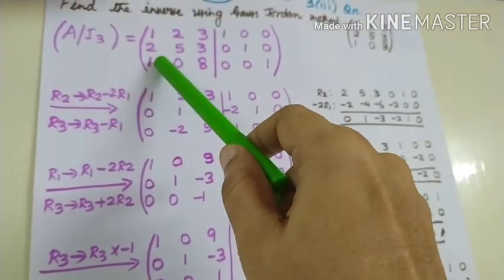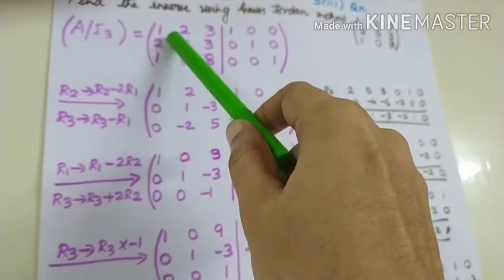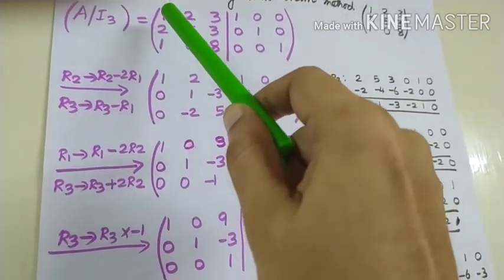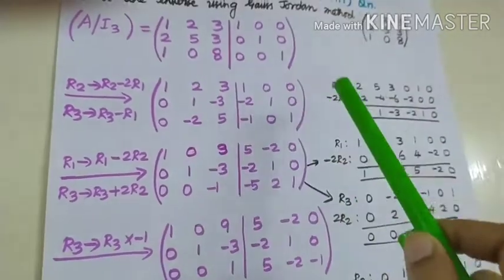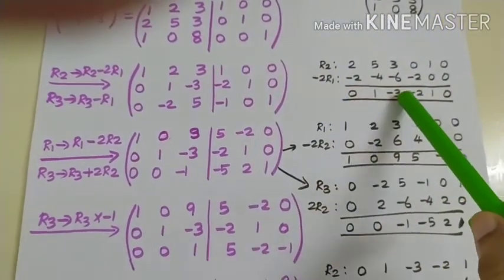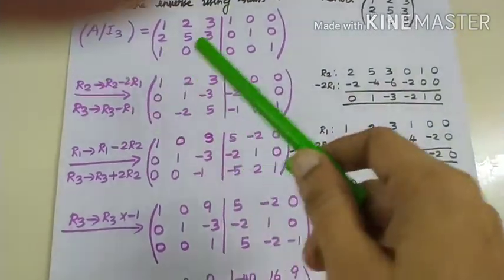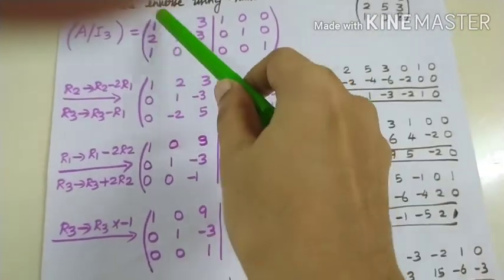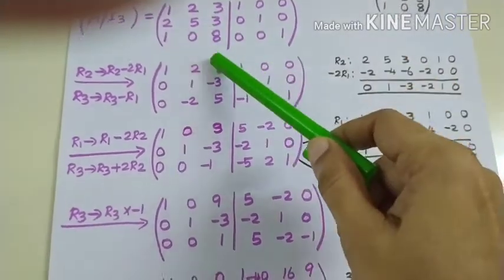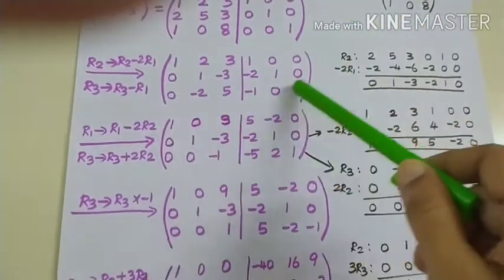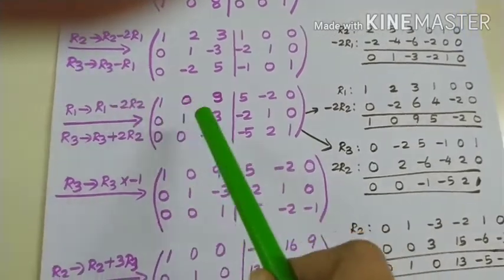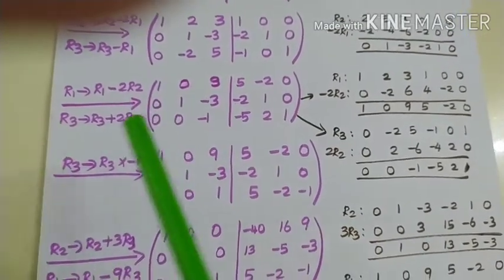2 is here whereas 1 is here. So row 2 becomes row 2 minus 2R1. We have written and we have simplified the answer. Row 3 is 1, row 1 is also 1. I can directly subtract and write it. 1 minus 1, 0 minus 2, 8 minus 3. Like that I can directly subtract. Now 1, 0, 0 is achieved.